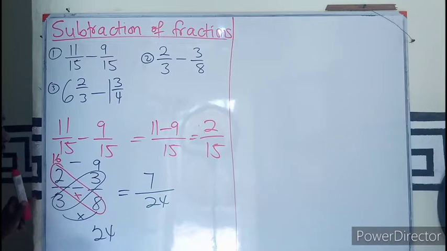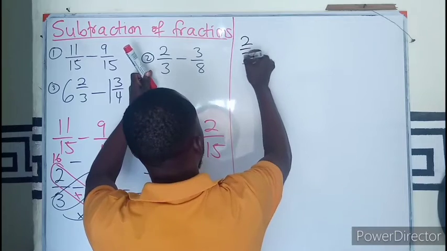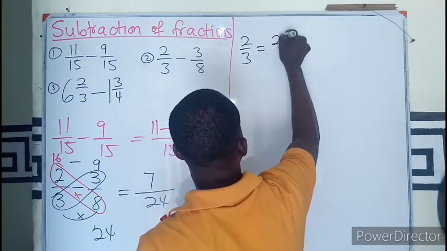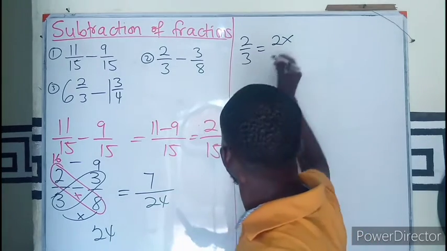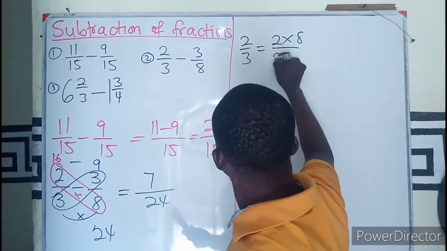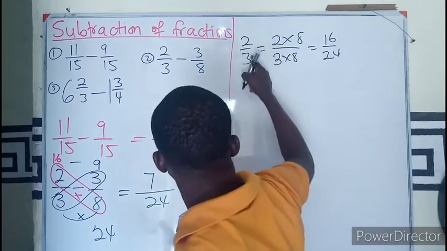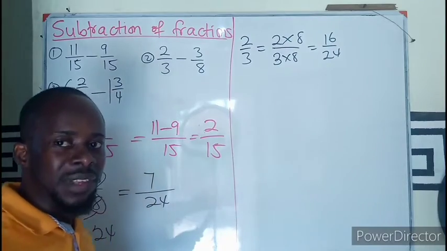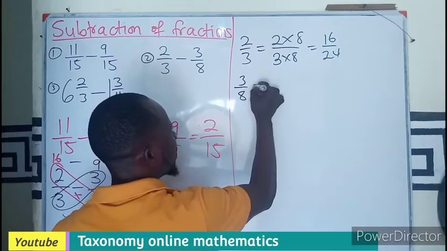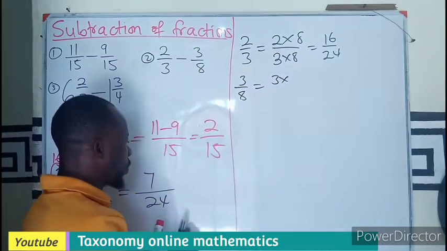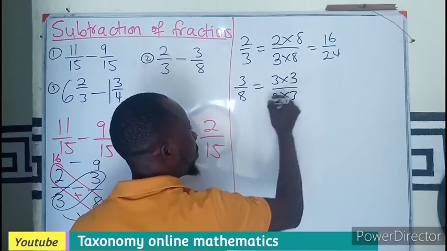Or you follow the approach of finding the LCM of this, which I think will still be 24. So taking my fraction 2 on 3, it is going to be 2 times, when 3 goes into 24, that will be 8. So 8 over 3 times 8, so 16 over 24. That is if I want to convert them to have the same denominator. Then secondly, 3 over 8. When 8 goes into 24, it gives us 3. So 3 times 3 is 9.